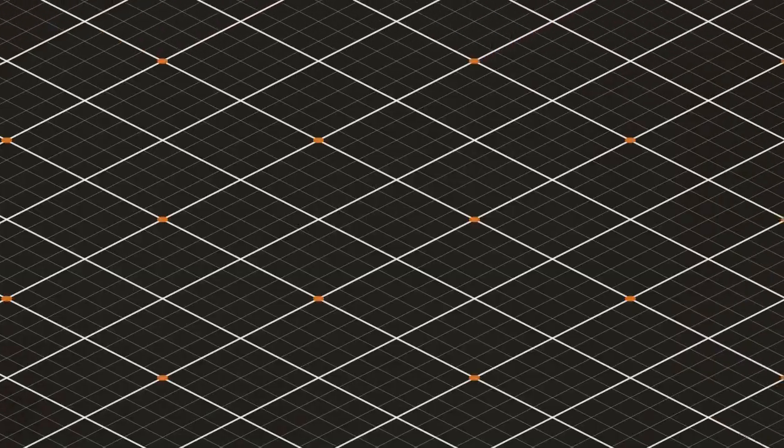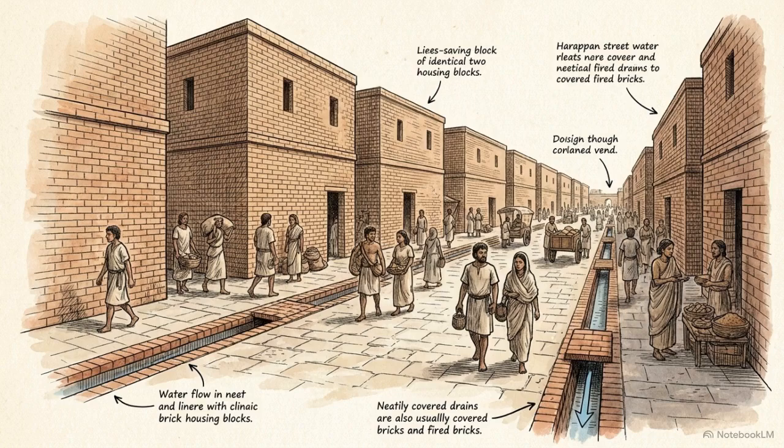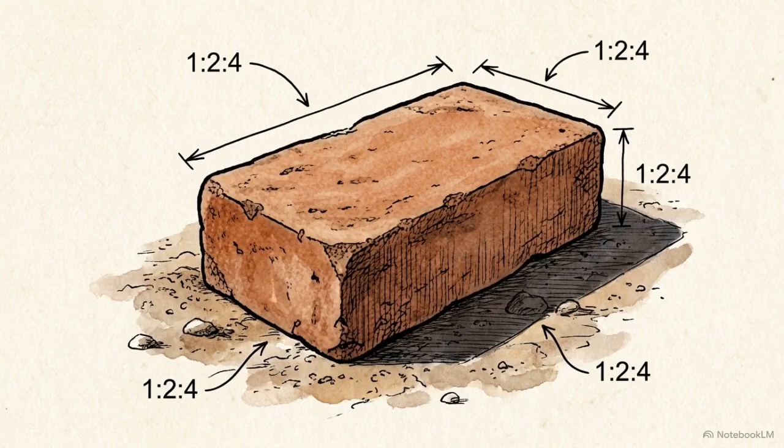Analyzing the macro-scale city requires starting with its smallest micro-component. The architecture suggests a society where sophistication was directed toward collective utility rather than individual monument building. The bedrock axiom of Harappan engineering is the fired clay brick.